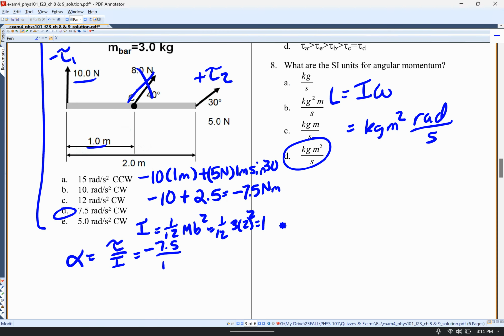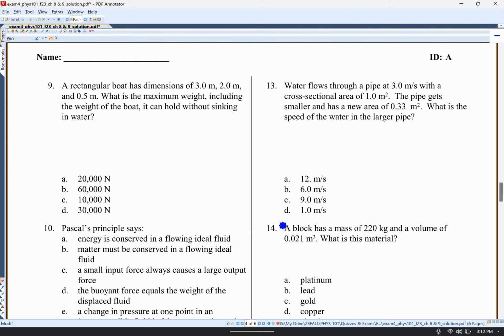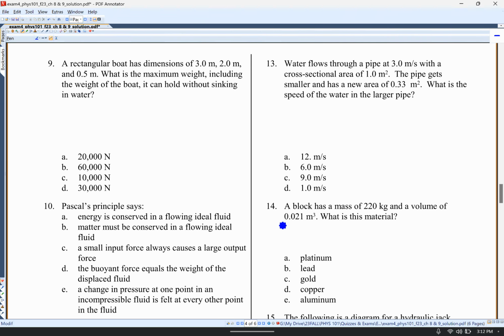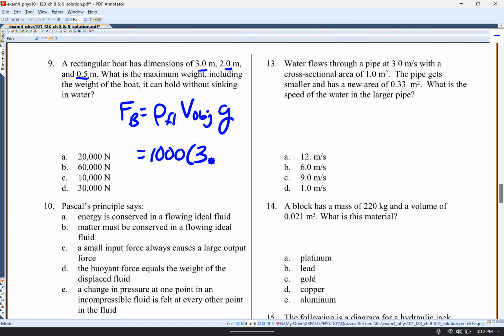A rectangular boat has these dimensions. What weight can it hold? Well, the weight will be equal to the buoyant force, and if you exceed the buoyant force, then the boat's going to sink. So the buoyant force is equal to the density of the fluid, which is water in this case, times the volume of the object, times g. That's going to be 1,000 times the volume, which is 3 times 2 times 0.5, that's 3 meters cubed, times 10, so that's 30,000 newtons.